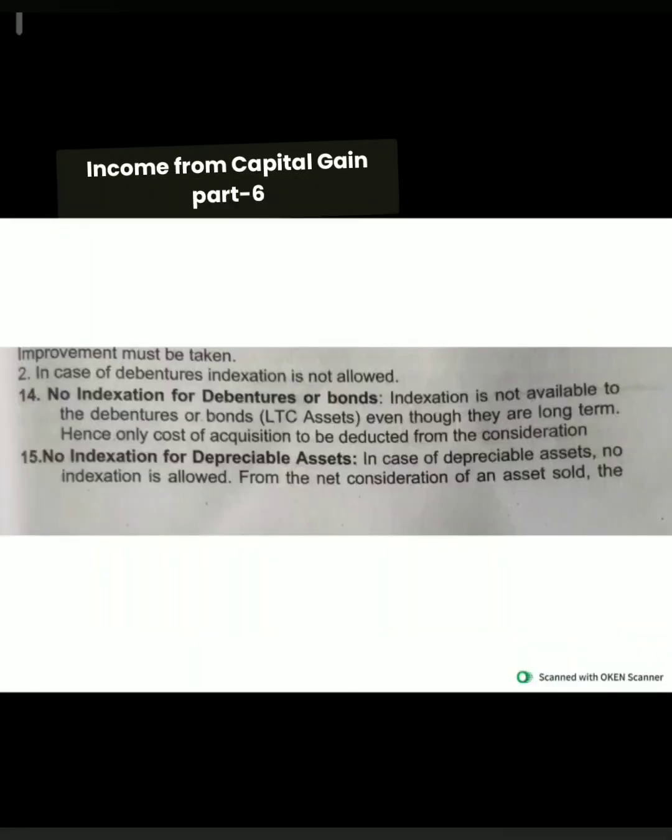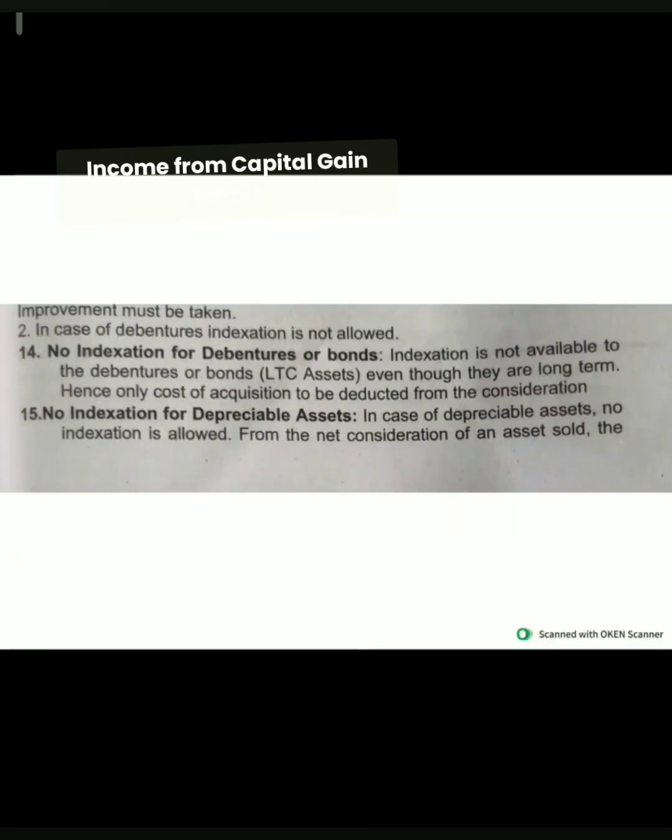So dear students, remember: no indexation for debentures or bonds. Indexation is not allowable to debentures or bonds even though they are long term. Hence, only the cost of acquisition is to be deducted from the consideration. No indexation for depreciable assets. Even if the asset is depreciable, no indexation is allowed, even though it is a long-term capital asset.